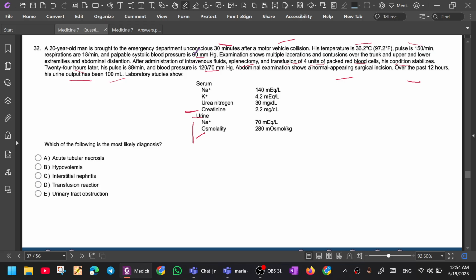If you think about intrarenal, or intrinsic renal, here the urine osmolarity should be less than 300 and urine sodium should be more than 40. So you think it's intrarenal, intrinsic. I think it is ATN. Yes, it is intrinsic. Okay, let's go with that one.